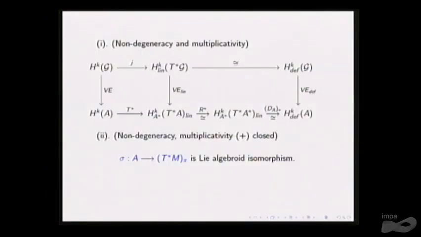and apart from that, we have an isomorphism between the algebroids A and T star M, which is the algebroid associated to the Poisson structure. This is an IM 2-form. This is the IM 2-form associated to the multiplicative form omega.